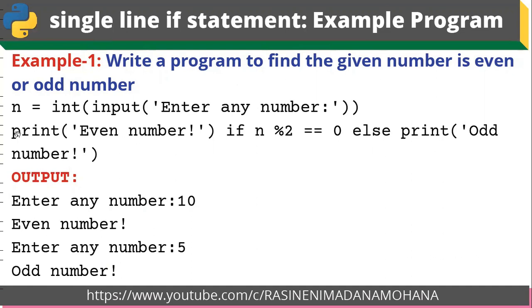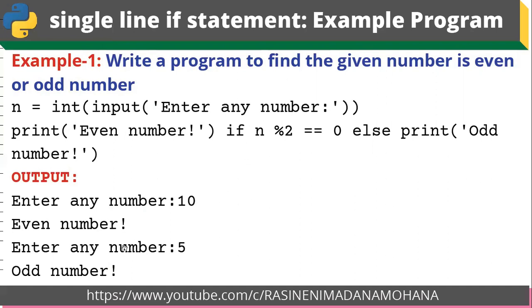So this is the single line statement: print even number, statement 1. Then if the condition n modulo 2 equal to 0, this is the condition. Else part, the else prints odd number. This is the single line statement. When you run this program, suppose you enter the number 10. First it checks the condition. 10 mod 2, what is this value? 10 mod 2, 2 5s, so your remainder is 0. So the condition is true, and it displays the first statement, print even number.